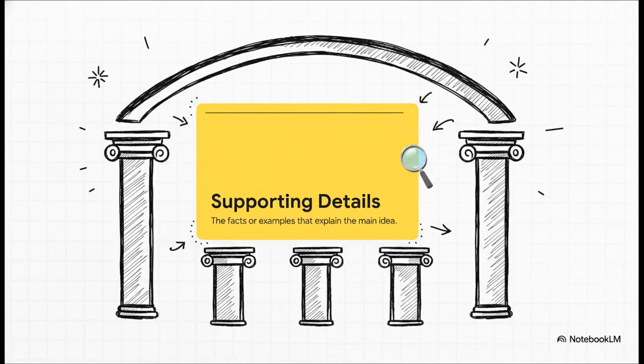Now contrast that overarching goal with supporting details. These are the facts or the examples that explain the main idea. Think of it kind of like the pillars holding up a roof. The roof itself, that's your main idea. But those pillars holding it up, those are your supporting details. They act purely as specific evidence to reinforce that big primary point we just talked about.